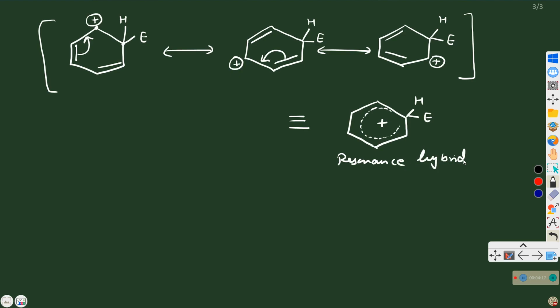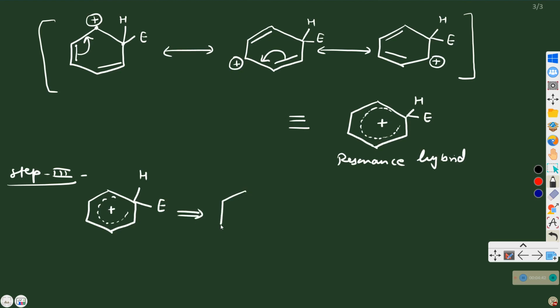Now in the last step, step 3, any base is going to attack and it will pull out the proton from the benzene ring. I can show it like this also. We will take the first structure, this one. This has acquired positive charge. This is hydrogen.